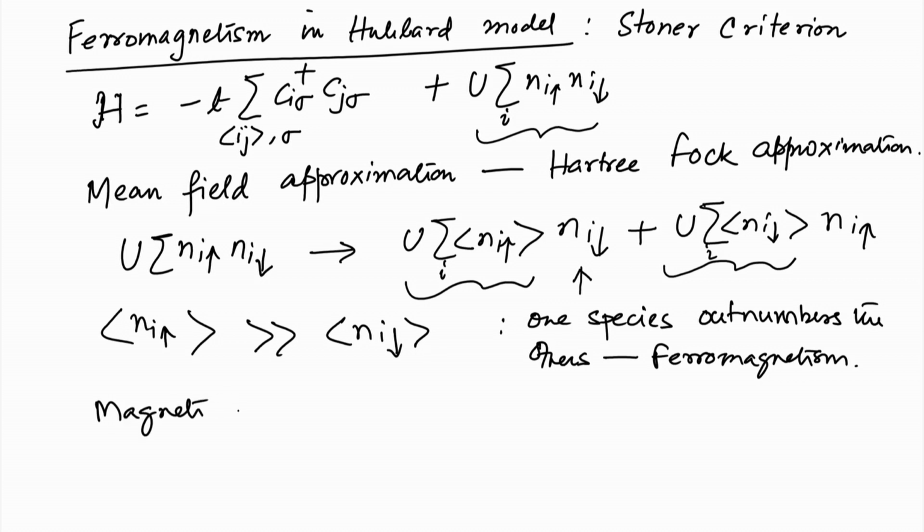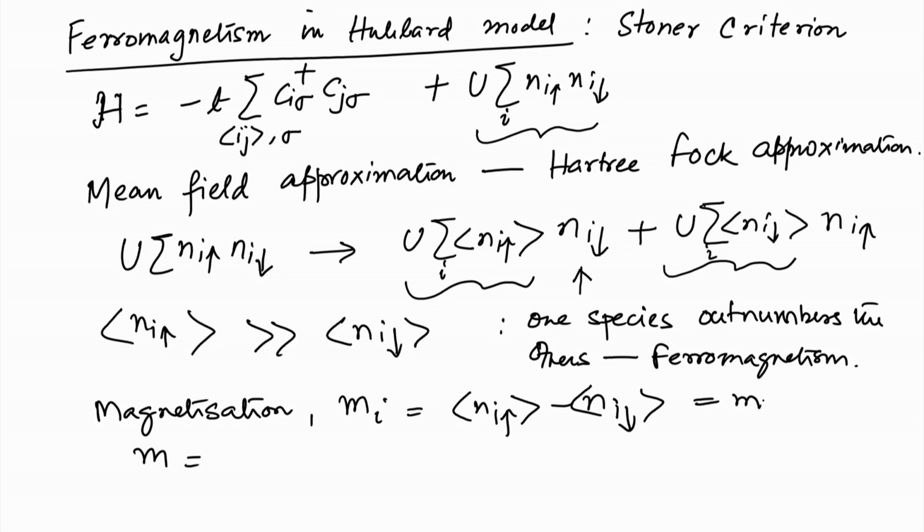We will not define bulk magnetization; rather, we will define what is called the sublattice magnetization, which at a given site is M_i equals N_i up minus N_i down. The magnetization is the same at all sites, because all the up spins are facing a potential which is U times the sum of all the down spin densities. So, how do we calculate this magnetization? This magnetization M is the same for all sites.